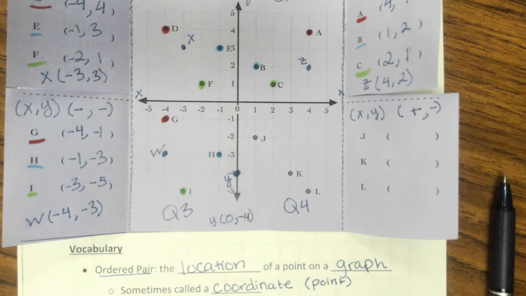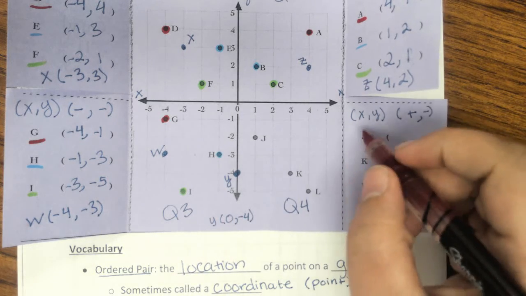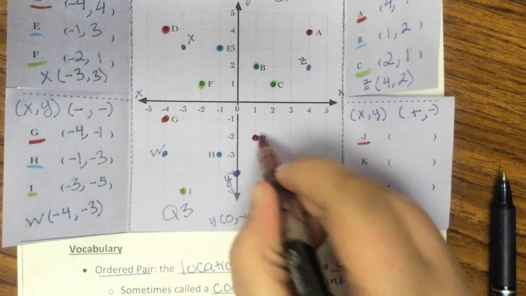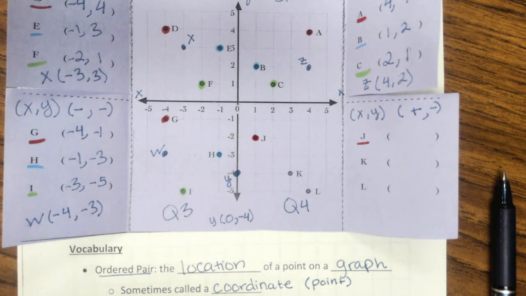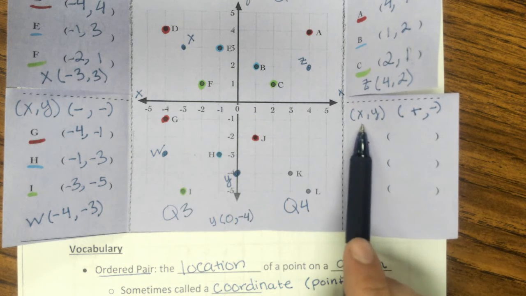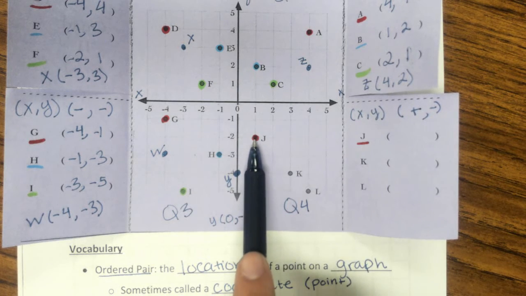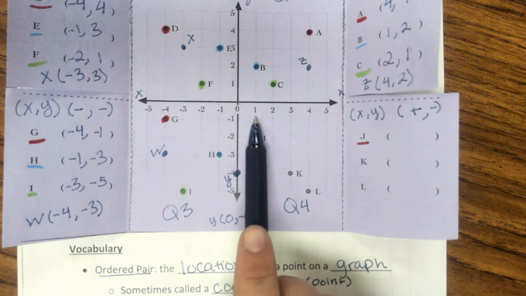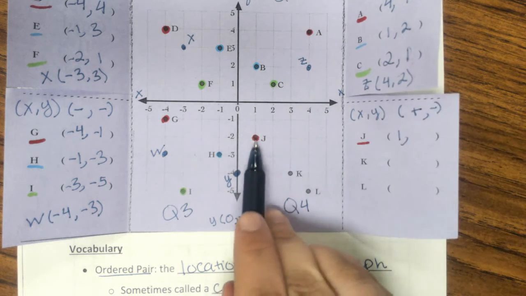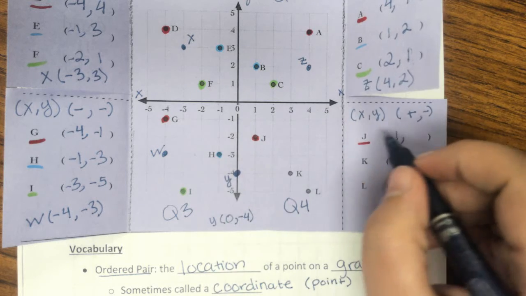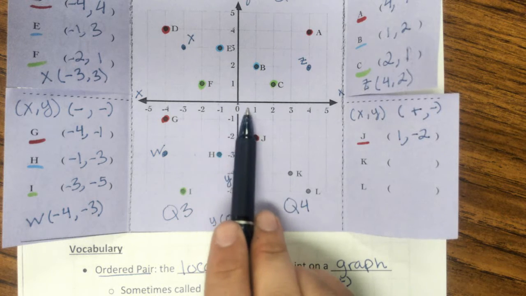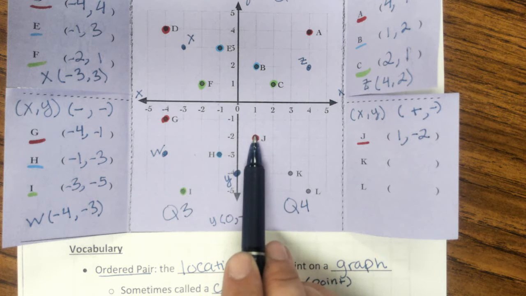Find the ordered pair named J, the point on the graph named J. The ordered pair for J will be an x value and then a y value. The x value for J is 1. The y value for J is -2. So J's ordered pair is 1, -2.